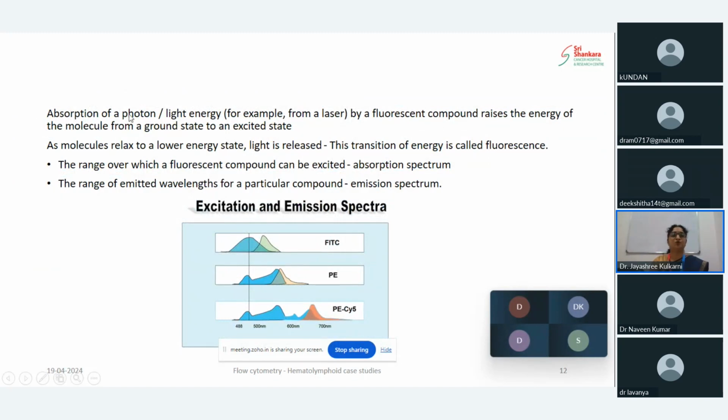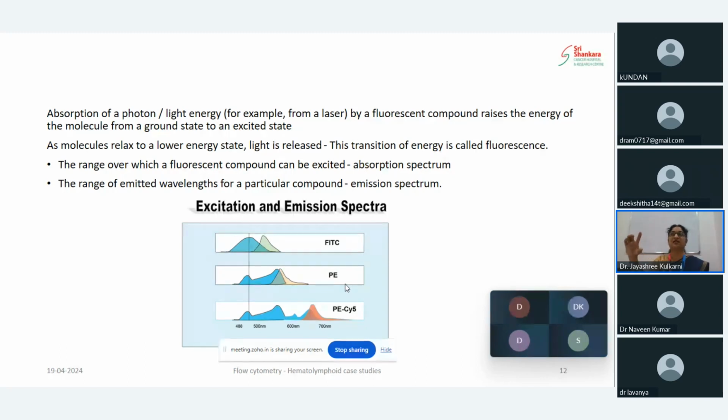Now, once there is absorption of the light energy by the fluorescent compound, it raises the energy of the molecule from ground state to an excited state. And you get what is known as the excitation and the emission spectrum, which differs for the various kinds of fluorochromes you are going to use. And based on the wavelength, there are various channels. Now, flow cytometers earlier had only 5 channels, then it became more modern and they developed 10 channels. Now we have a BD FACSLyric, which is a 12 color.